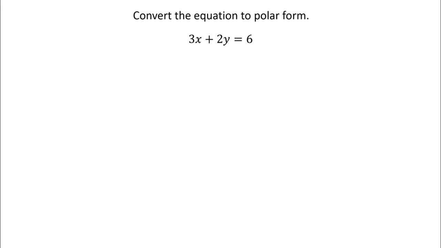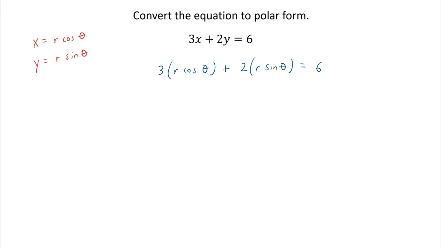To convert equations from rectangular form to polar form, again, we're going to use the facts that x is equal to r cos theta and y is equal to r sine theta. So everywhere we see an x, we're going to plug in r cos theta. And everywhere we see a y, we're going to plug in r sine theta. And that is equal to 6.